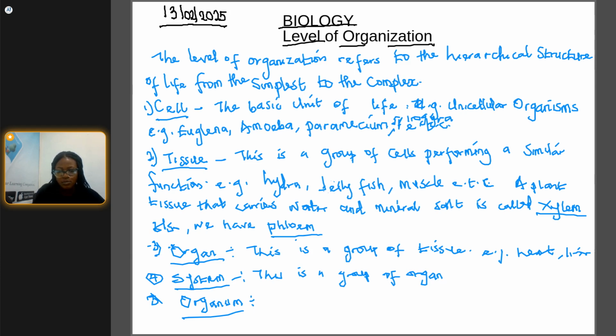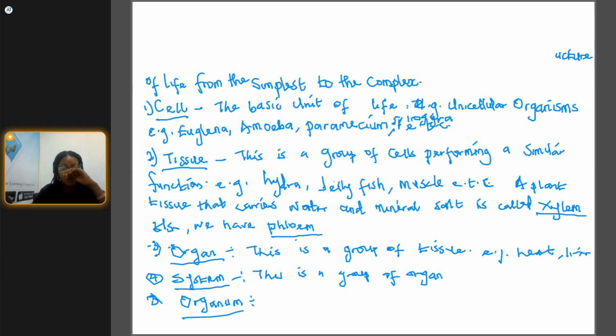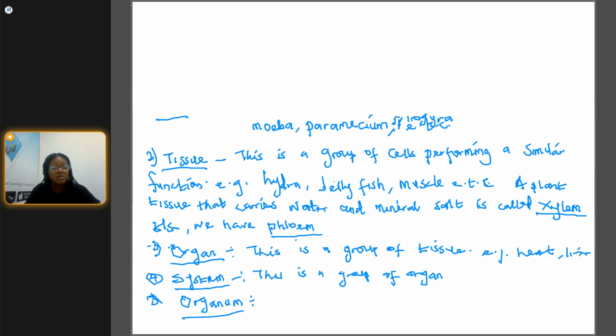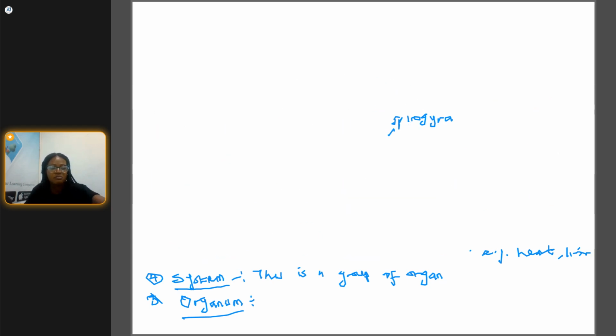So we move to another subtopic, which is the evolution among the living organisms. We have talked about their levels, their hierarchical structure. So we are going to the evolution among the organisms.